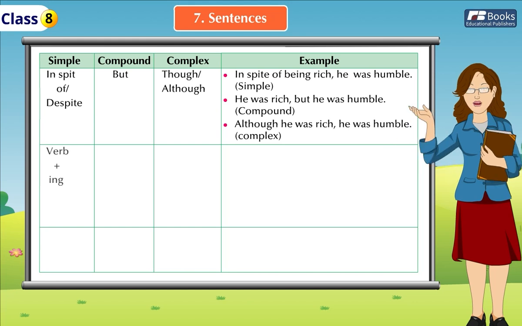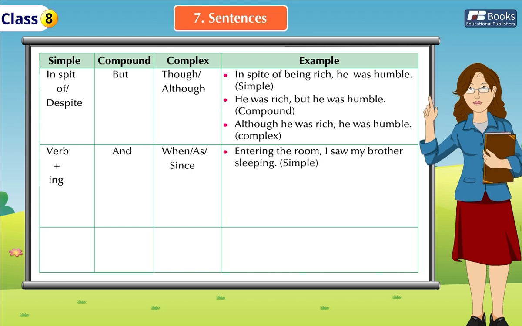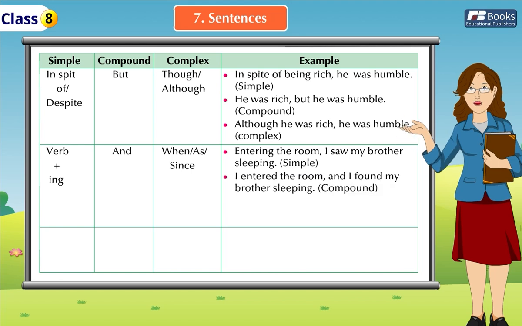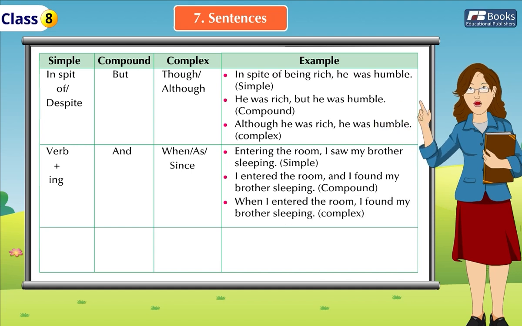Simple: verb plus ing. Compound: and. Complex: when, as, since. Example: entering the room, I saw my brother sleeping. Simple. I entered the room and I found my brother sleeping. Compound. When I entered the room, I found my brother sleeping. Complex. Simple: due to, on account of. Compound: and, so. Complex: because.